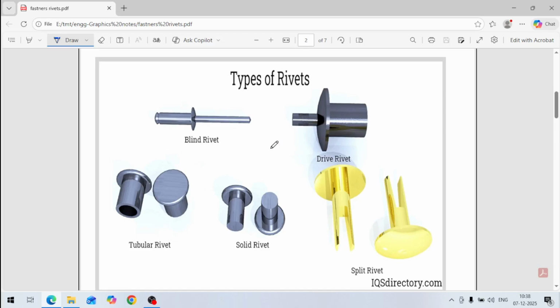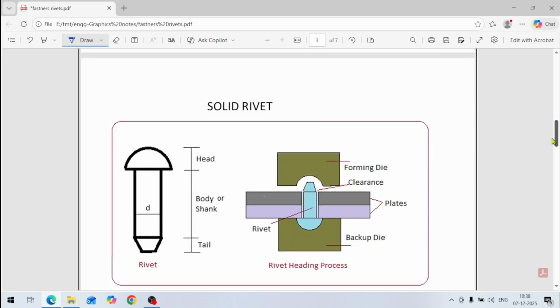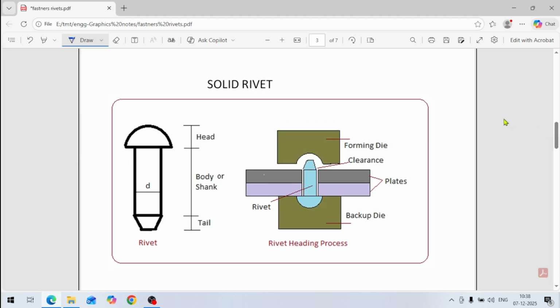So, types of rivets. These are types of rivets. First is solid rivets, tubular rivets, blind rivet, drive rivets, and split rivet. These are types of rivets, and this is the main riveting method, how we rivet the components.